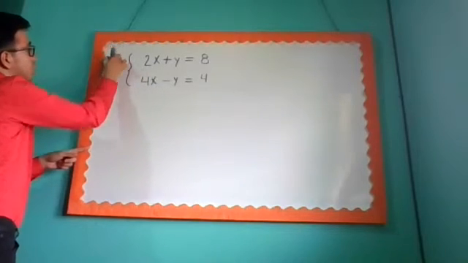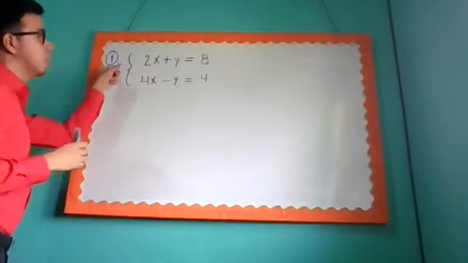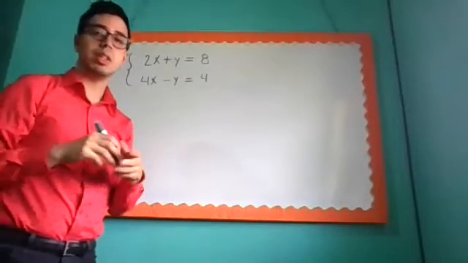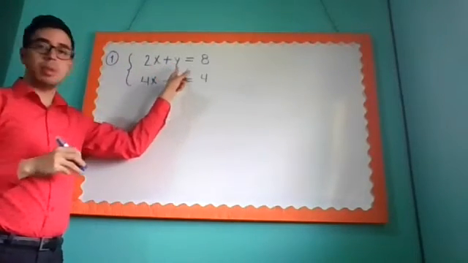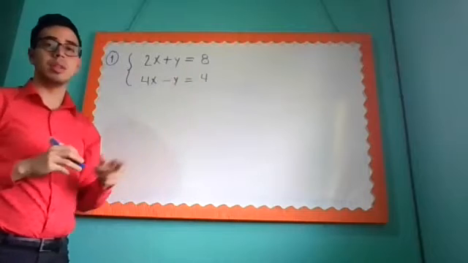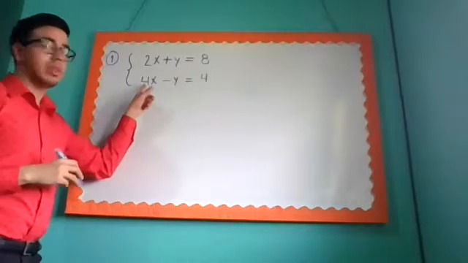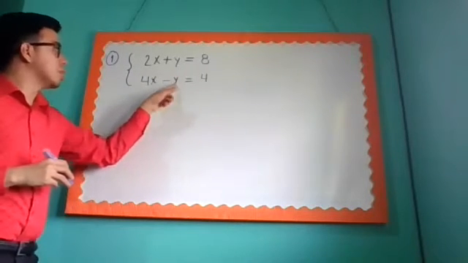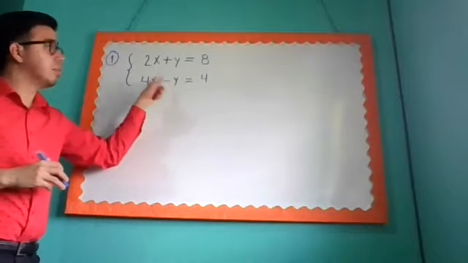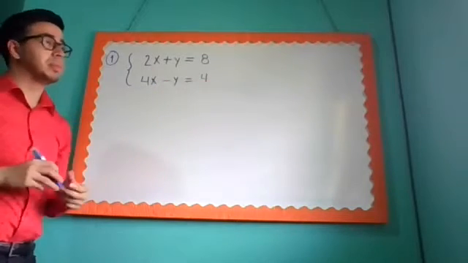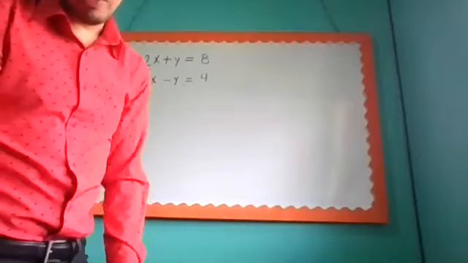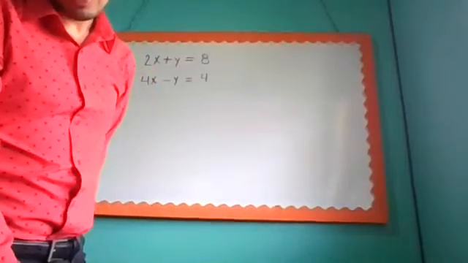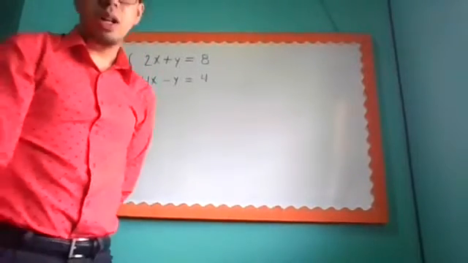So the step 1 is this one. When we identify the system of equations: 2 times a number x plus a number y is going to be equal to 8. And later the other one, 4 times a number x minus a number y, sorry, equal 4. Okay, so now that we identify this in step 1, we need to eliminate one variable.